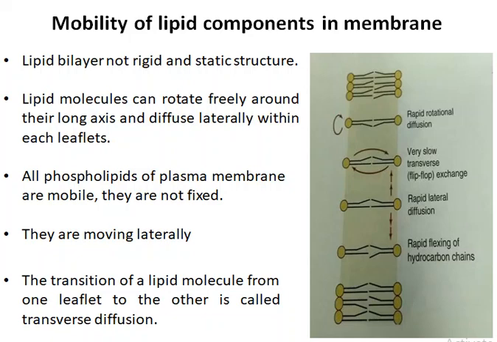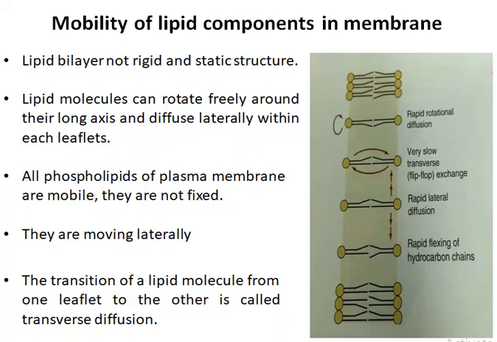Lipid molecules can rotate freely around their long axis and diffuse laterally within each leaflet. The phospholipids, with great ease, can make a lateral movement and facilitate the fluid nature of the biological membrane. All phospholipids of the plasma membrane are mobile. They are not fixed. They are freely mobile. They can make free lateral rotation by rotating along their long axis.